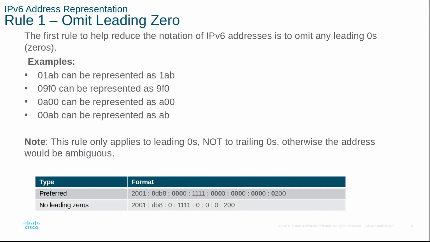So we've got a couple rules that helps us reduce the length of an IPv6 address, and a computer will re-expand this to its proper form.